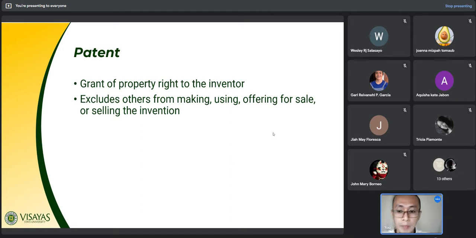So, say for example, do you know, class, kisa naka-discover or kisa naka-invent sa fluorescent lamp?